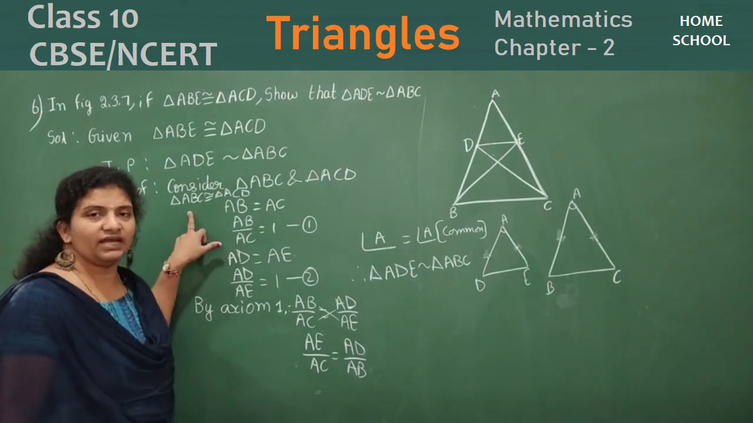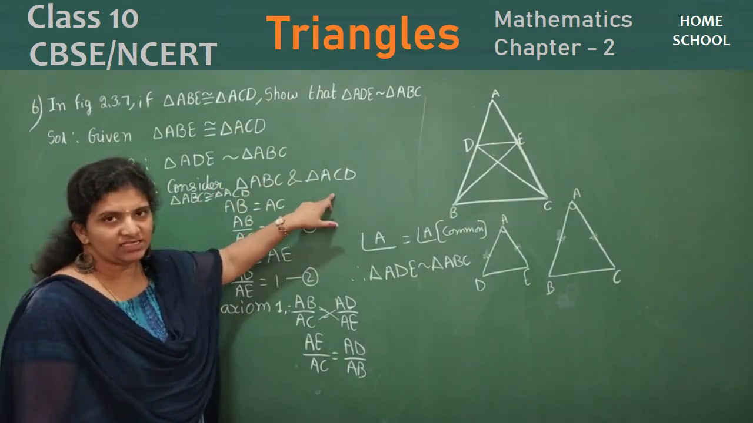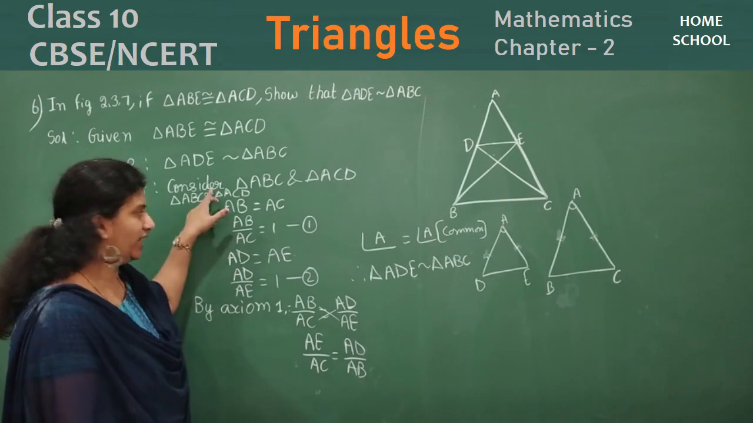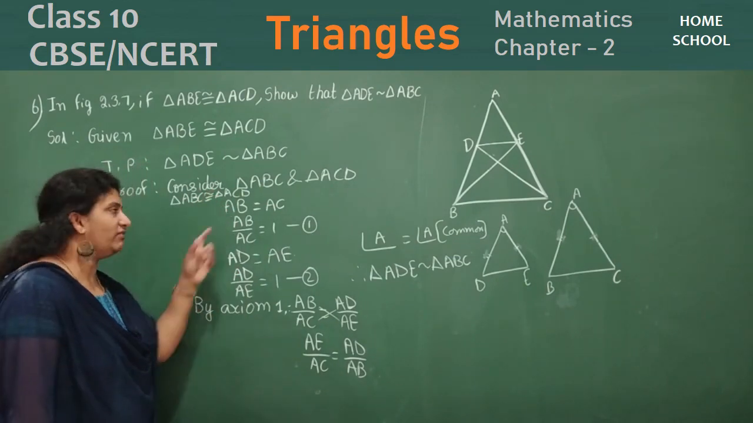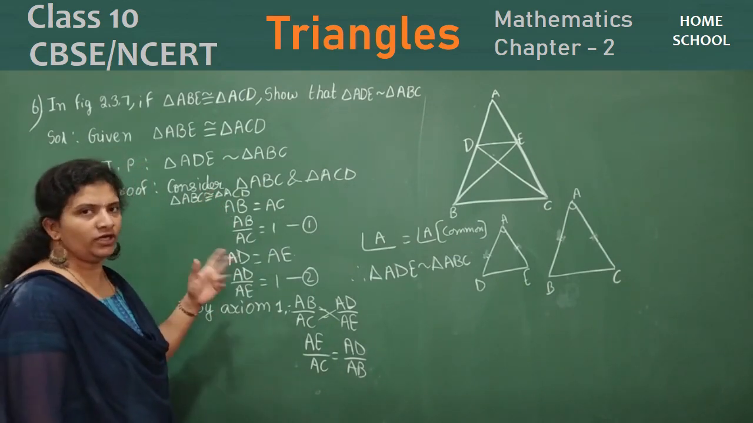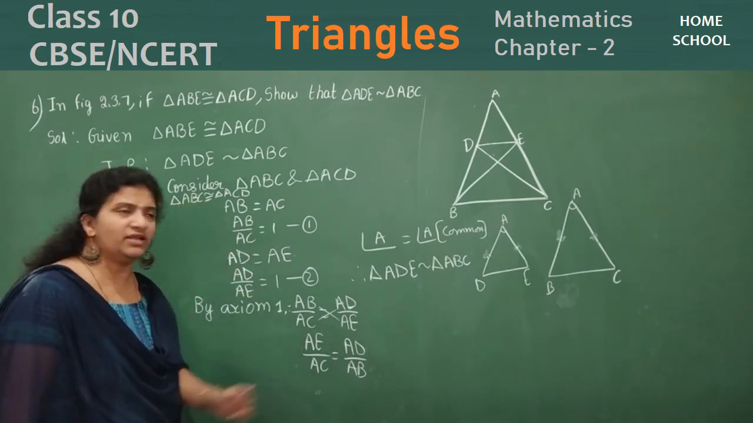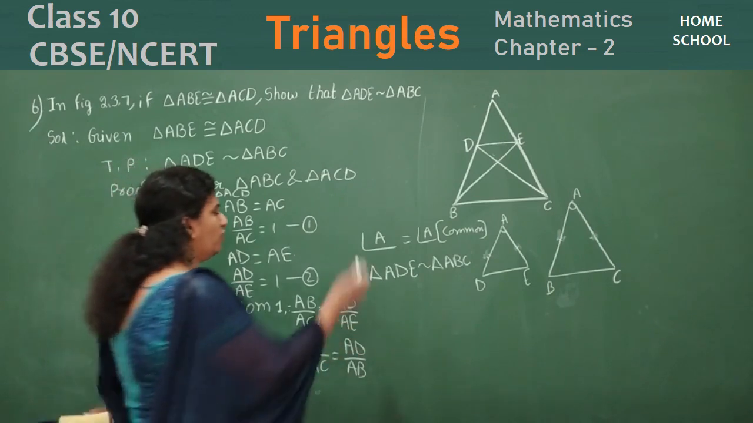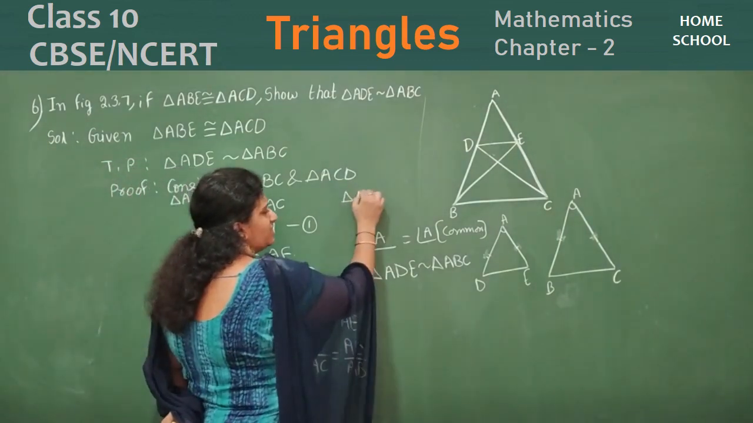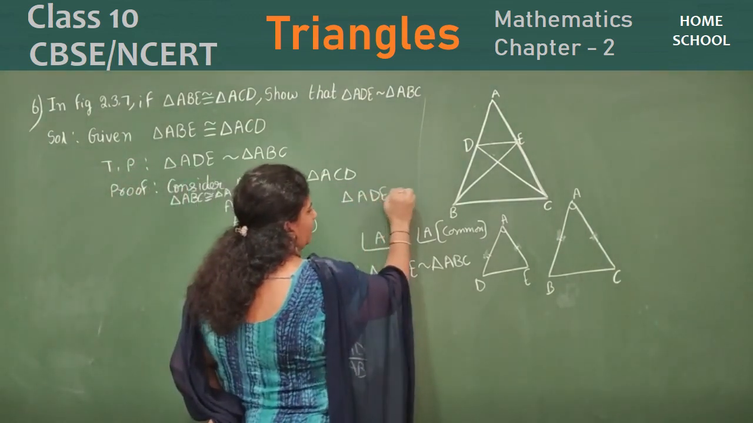Our proof started. Consider the two triangles which they have given congruent, and then what did we do? We have taken two sides, enough. No need of the third side. Two ratios we have equated and we got some other ratio. So now what did we do here? Consider the triangle ADE. We did not write, no.